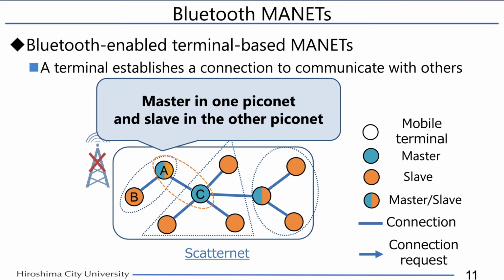When constructing a scatternet as shown in this picture, two new piconets are built by connecting piconets. Terminal A belongs to two piconets, one with terminal B and the other with terminal C. Thus, terminal A becomes the master in the piconet with terminal B and the slave in the piconet with terminal C. There are terminals that have multiple roles as master and slave.